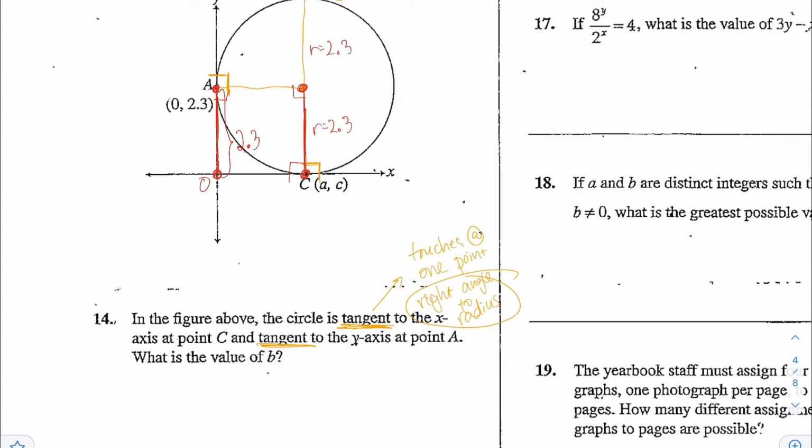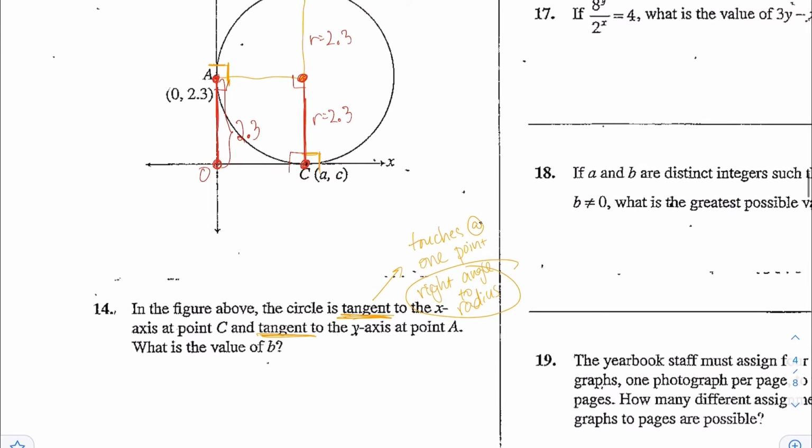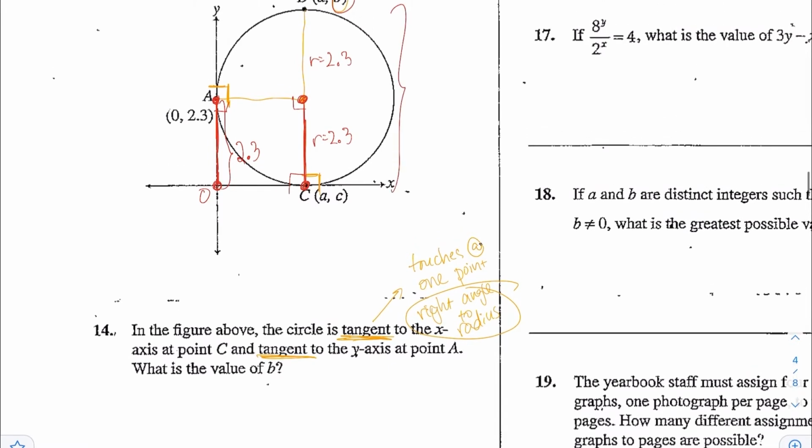So for point B, you're going to have to add the 2.3s together. So point B will actually be (2.3, 4.6). So the value of B is 4.6. It's by using the tangency here.